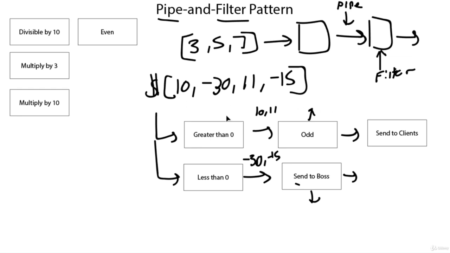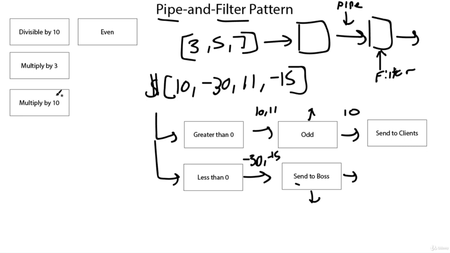So now it's going to grab all the numbers greater than 0. It's going to then only take the odds, so that means that we're only going to be left with 10 right here. And then it's going to send those to the clients. And again, you can mix these up in any way, shape, or form. But that is overall the pipe and filter approach.